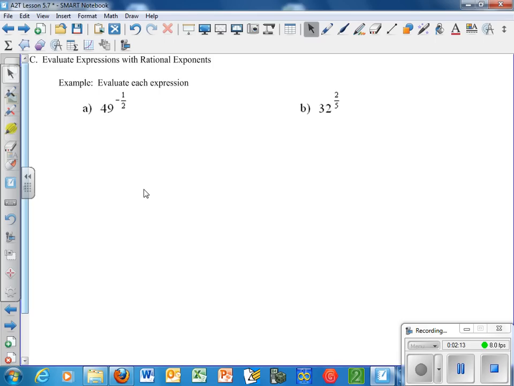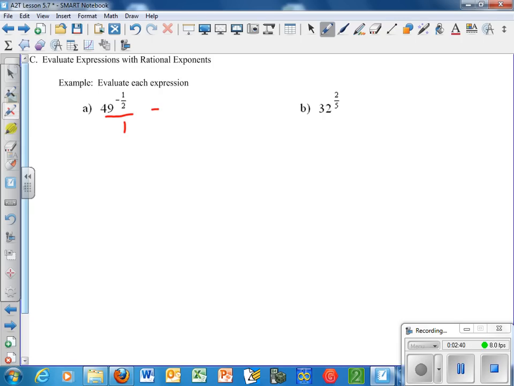Alright, evaluating expressions with rational exponents, and we're also going to look at some that have negative exponents. We're going to remember how to do negative exponents. I'll show you a few different ways that you can deal with those. Anytime you see a negative exponent, this is like over 1. Whenever we have a negative exponent, we're going to want to make exponents positive, whether the base is a number or a variable.